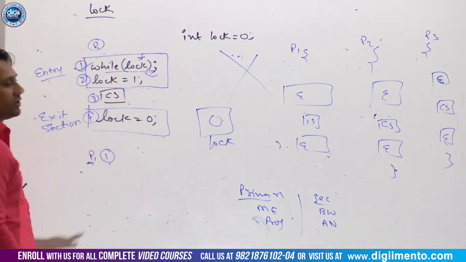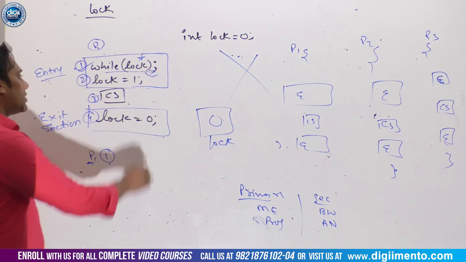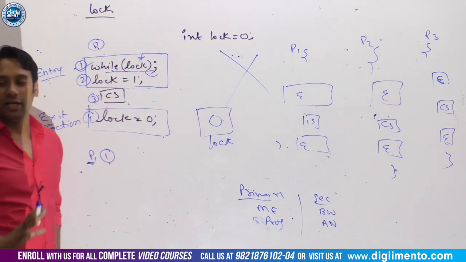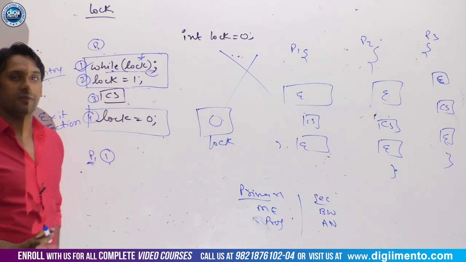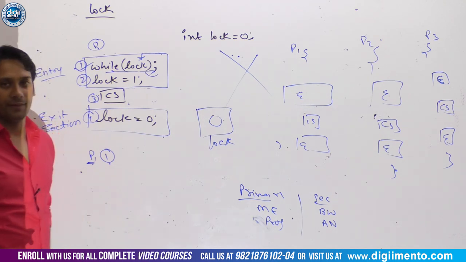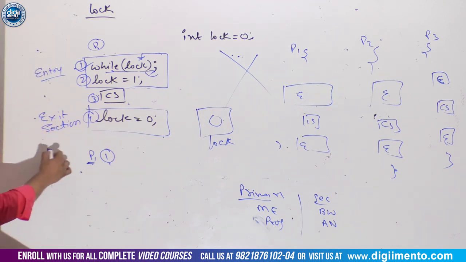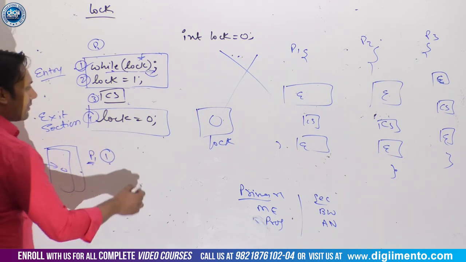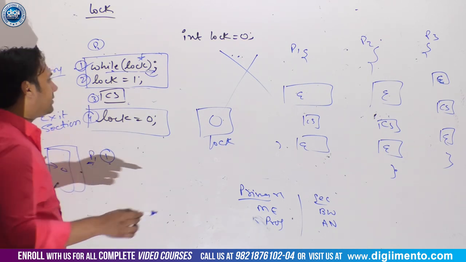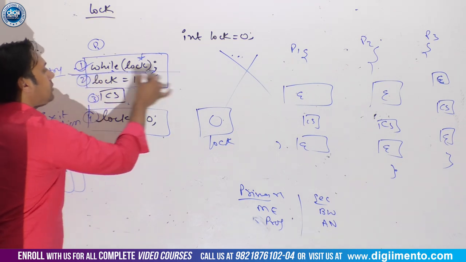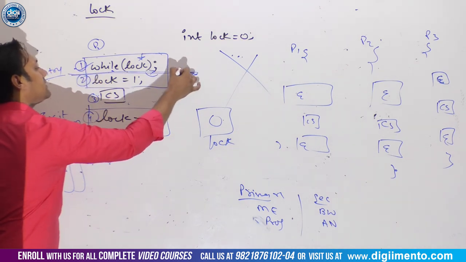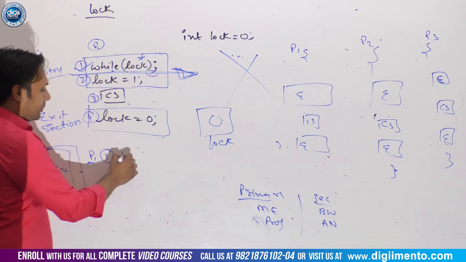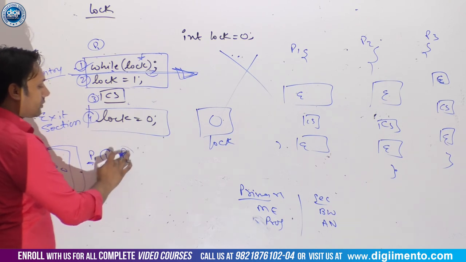Process P1 executed line number 1. That means process P1 checked that the lock is not set. It is the same as this being your toilet, and this is process P1, which checked that the lock is not set. Correct? Now at the same time there is a preemption, and the CPU is given to process P2.